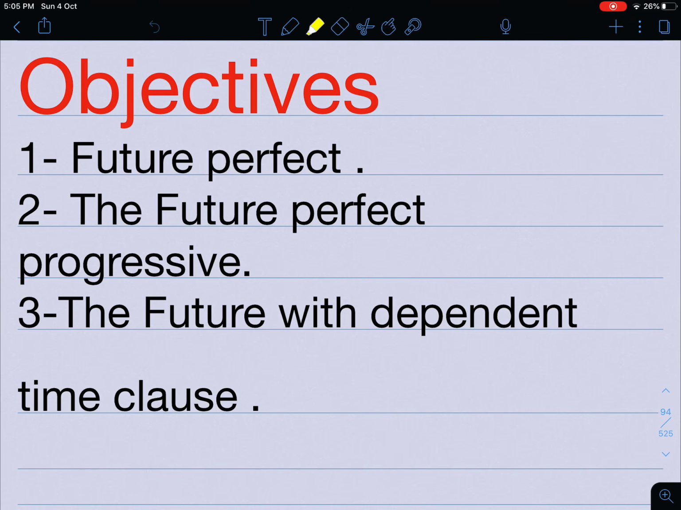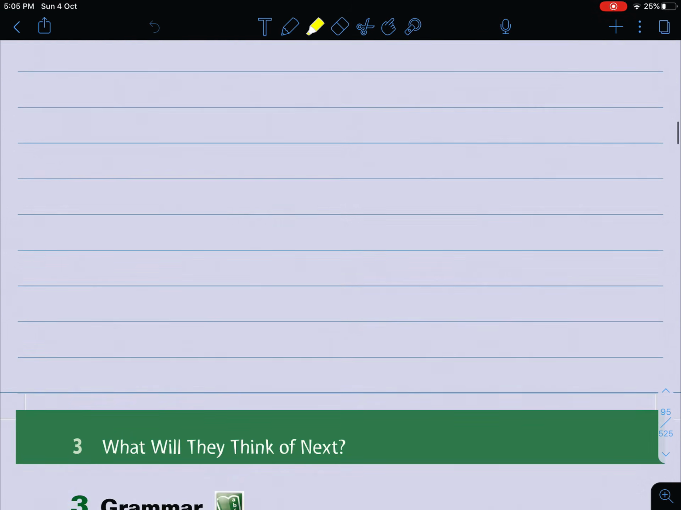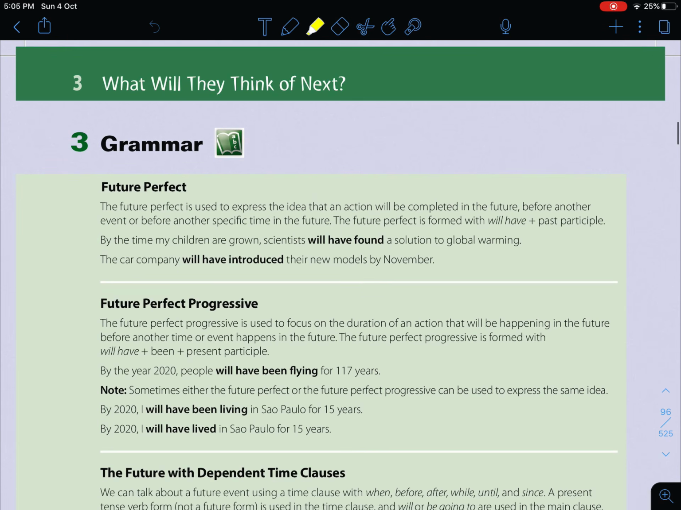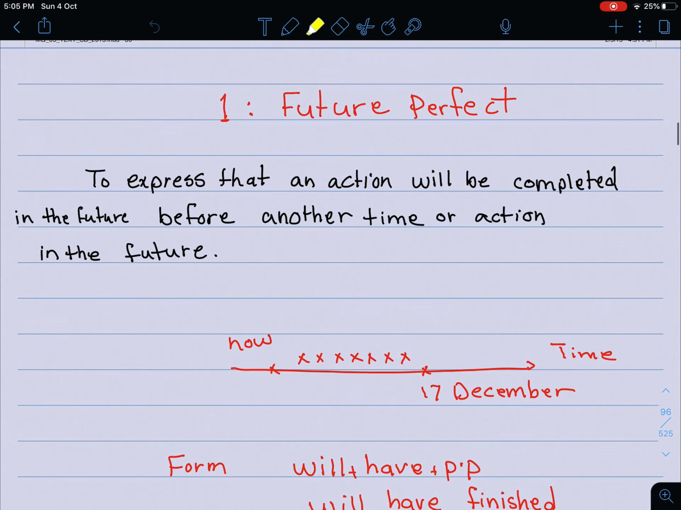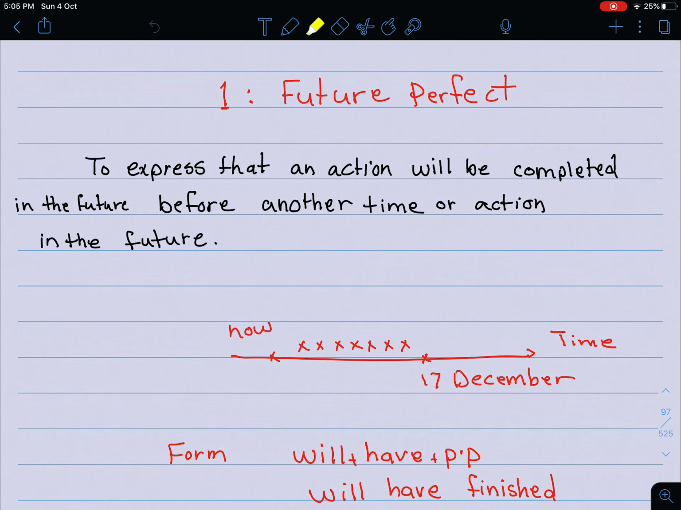Okay, so as you could realize, most or all of our objectives today are relevant to the future tense. كل أهدافنا اليوم لها علاقة بزمن المستقبل. Now please move on to pages 36 and 37 and try to follow up with me as I explain this lesson, and I promise you that this lesson will be very easy. Now let's start with the first one, which is the future perfect. So we will look at the future perfect right now.